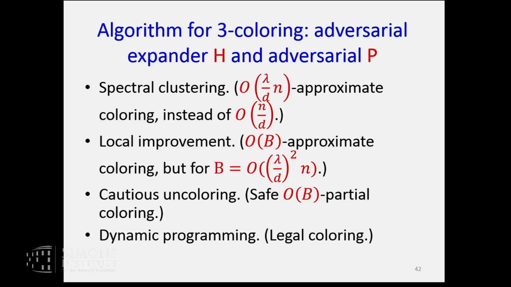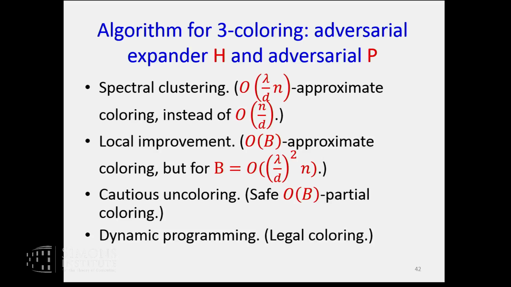So the algorithm, we have again the same general scheme as before. Now here I'm looking at the case where the host graph is an adversarial expander, and the planted coloring is also adversarial. There's no randomness at all in this model now. Everything is deterministic, and the adversary chooses everything subject to one restriction, that the host graph is an expander. So the spectral clustering gives an approximate coloring, but the fraction of badly colored vertices is substantially larger than before. The local improvement gets an improvement. The fraction of vertices which are not colored as in the planted coloring is still just proportional to the number of bad vertices, as it was before, but the number of bad vertices is much larger than it was before.